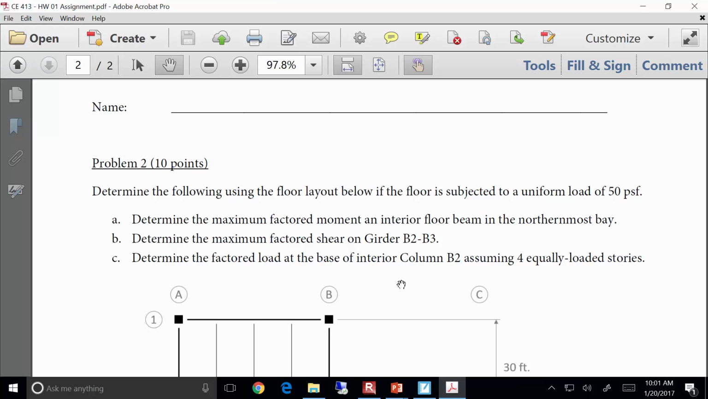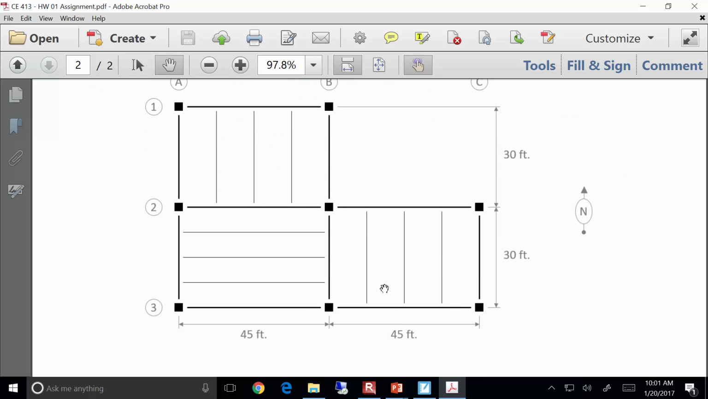The purpose of this problem is really more on your ability to handle a floor system that's not a nice, neat, even grid. The last problem was more about, okay, nice, neat, even grid. Let's do some live load reduction. Let's do some load factoring.